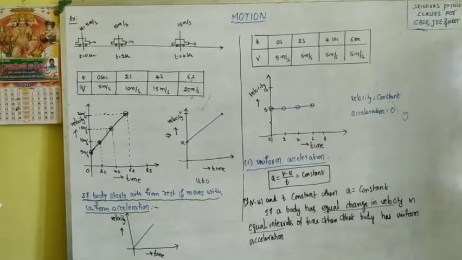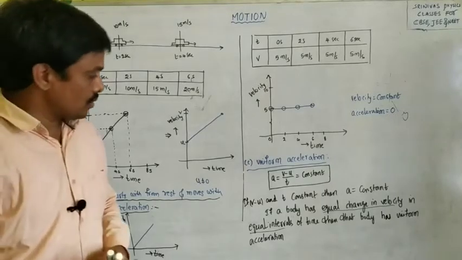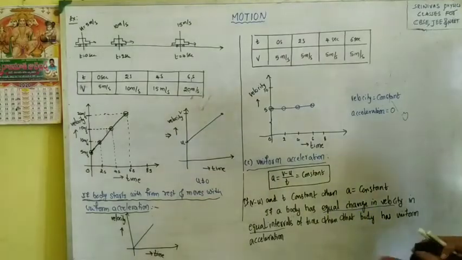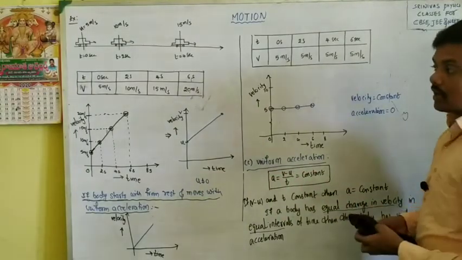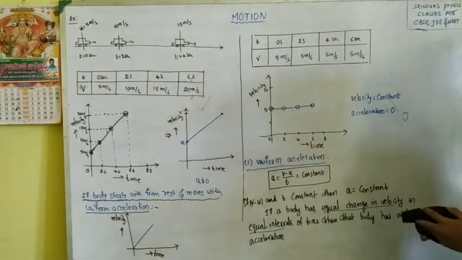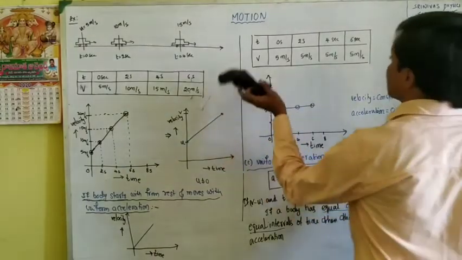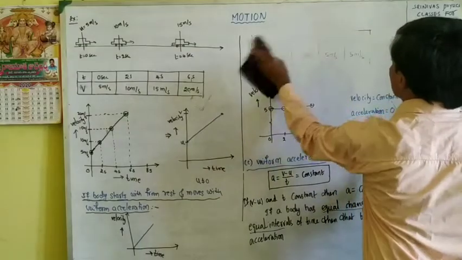Okay, this is the velocity-time graph for uniform acceleration. Here we got the velocity-time graph as a straight line, and for uniform acceleration the velocity is increasing with time. Now in this case, whether the acceleration is positive or negative, tell me.